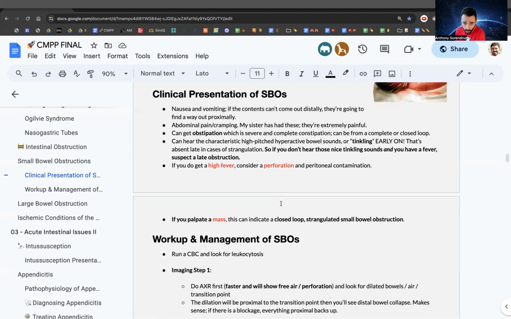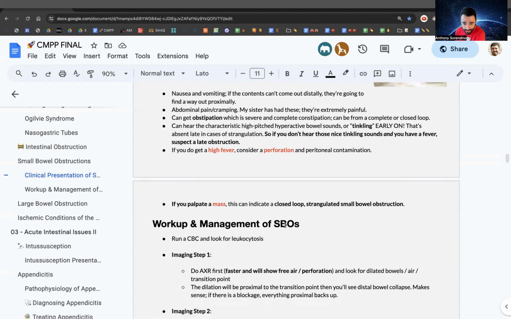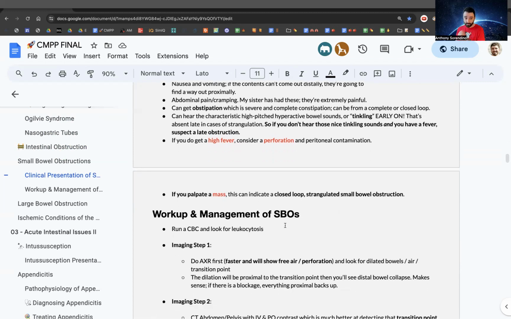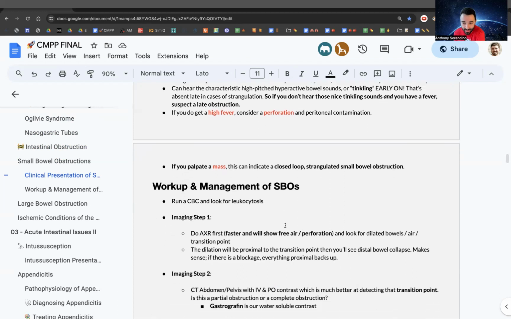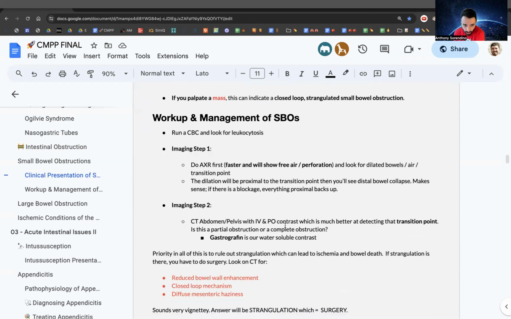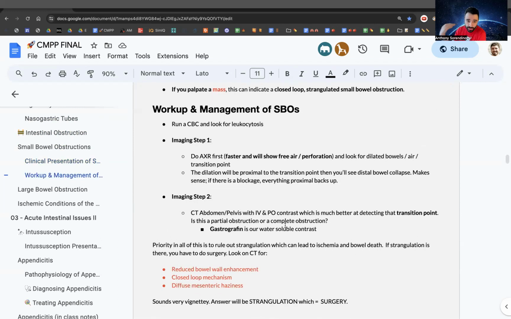If there's a high fever as well, you can consider a perforation and contamination. If you palpate a mass, that can indicate a closed loop strangulated small bowel obstruction. So look out for all of that. Run a CBC, look for leukocytosis, so look for infection.